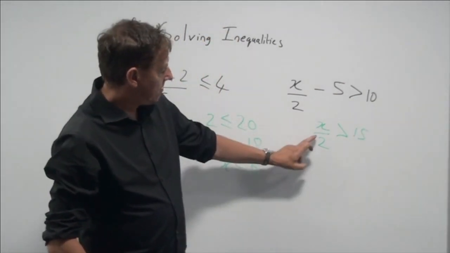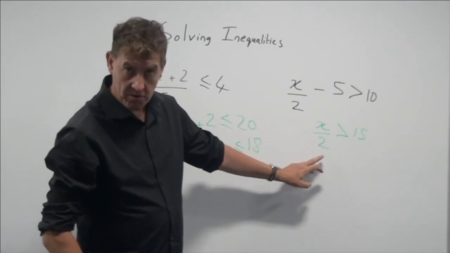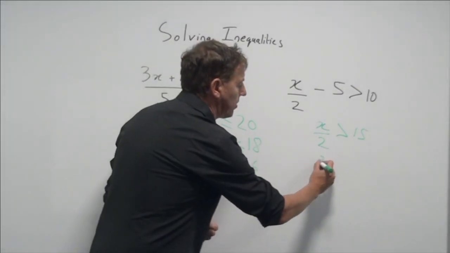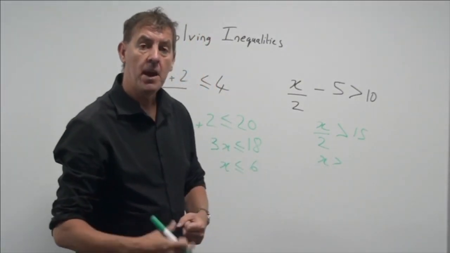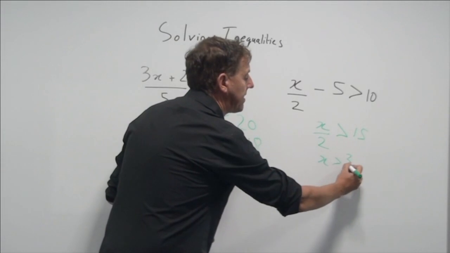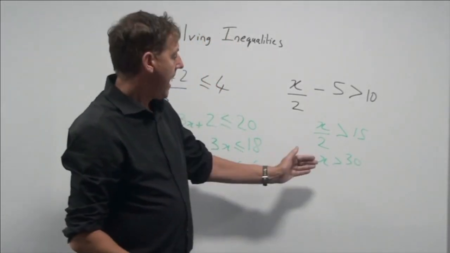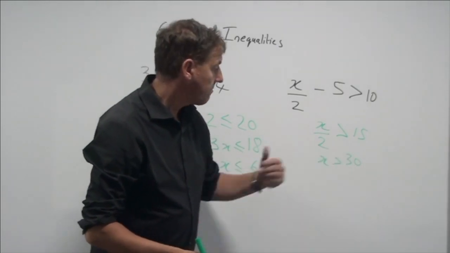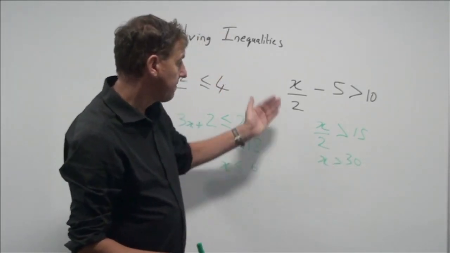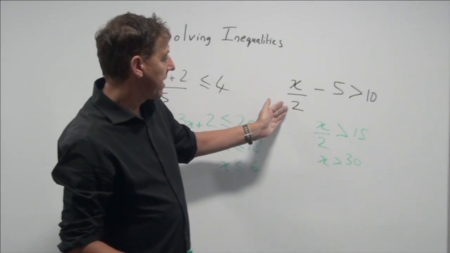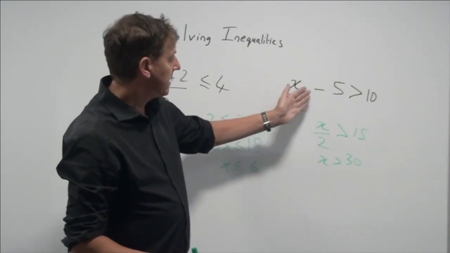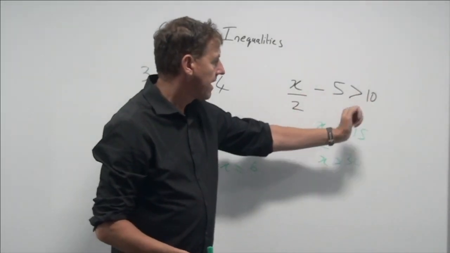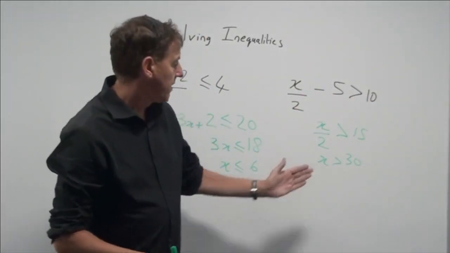All I now have got to do is to remove the divide by 2. The opposite to divided by 2 is to times by 2. So I take the 15, multiply it by 2, and I end up with 30. x must be greater than 30. So if I stick a number in which is greater than 30, for example, say 32, 32 divided by 2 is 16, 16 take away 5 is 11, 11 is greater than 10. So I have solved that inequality.